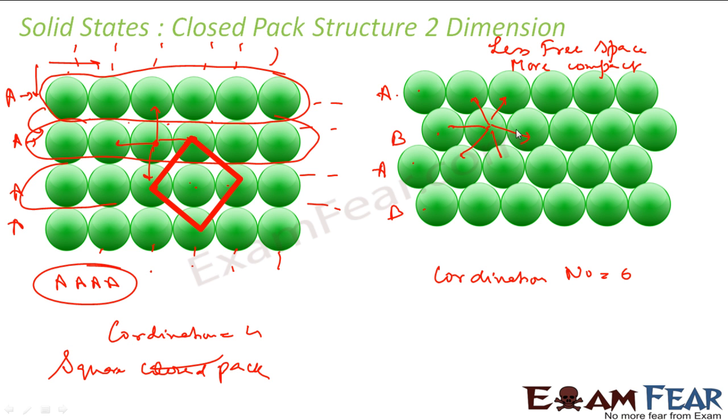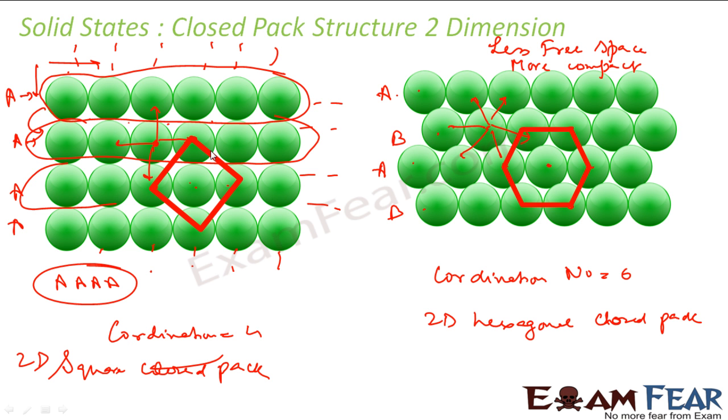So now if you join the center of these spheres, for example, if you take this sphere, there are 6 spheres. If you join the center of these spheres, what you get is a hexagon. Correct? And that's why it is called 2D hexagonal closed packing. This is 2D square closed packing. So in case of square, there are two possible options, and I've discussed this.